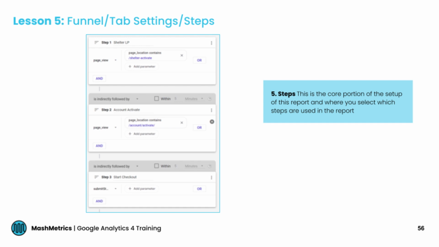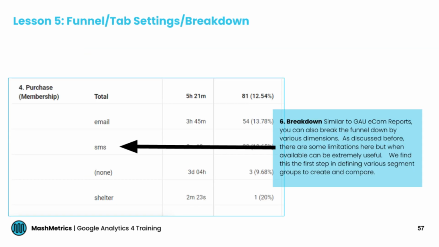And of course, we have the core portion of the setup, which is where we collect which steps or pages are used in the report. We will dig into this in detail within a later lesson, but this is just a sneak peek. Similar to the GAU e-commerce reports, you can also break the funnel down by various dimensions. As discussed before, there are some limitations here, but when available it can be extremely useful. We find this the first step in defining various segment groups or to create and compare.